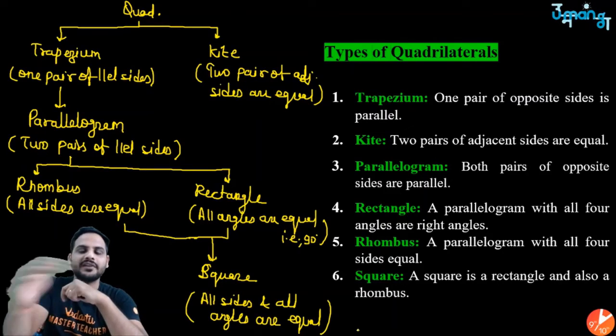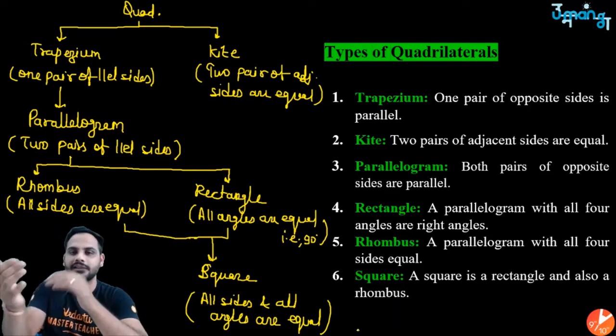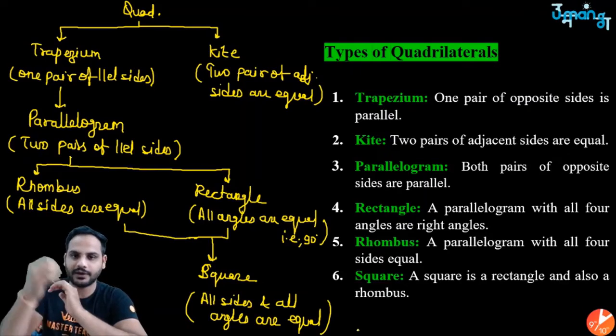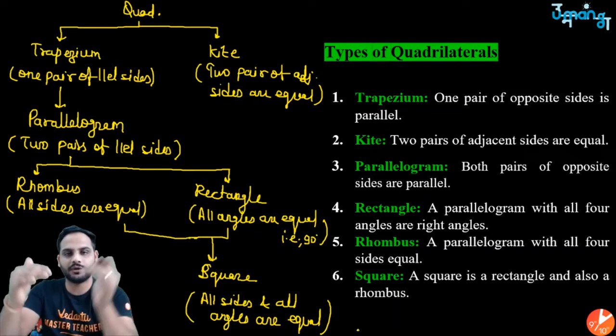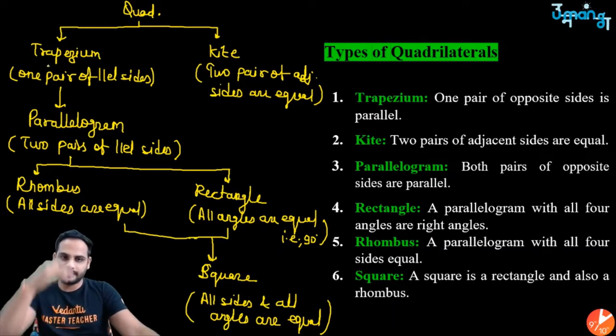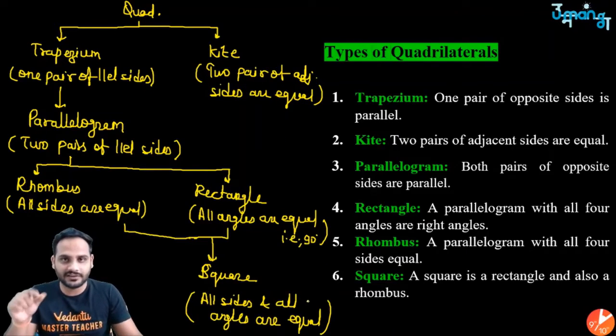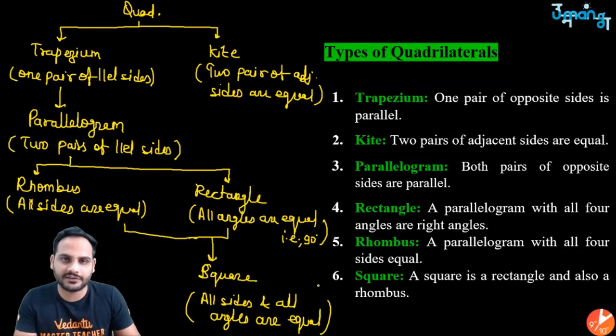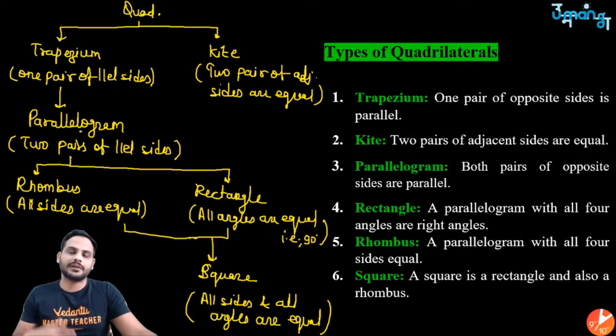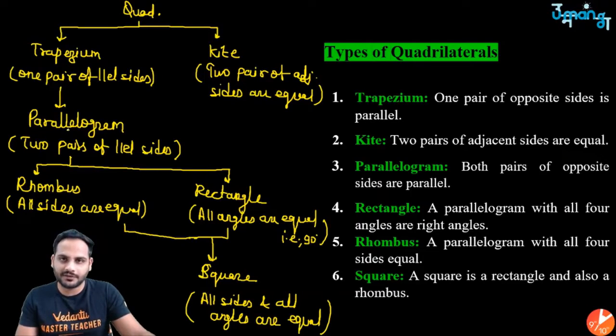In rhombus and rectangle there are again two pairs of parallel sides. And square follows the properties of all. So you can see the order. Square will follow the properties of trapezium, parallelogram, rhombus, rectangle and kite as well. Square also comes under kite, because in a square, since all sides are equal, there are two pairs of adjacent equal sides. Rhombus, rectangle and square will also follow all the properties of a parallelogram.